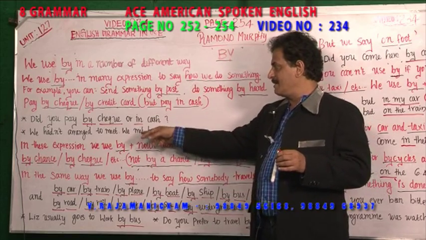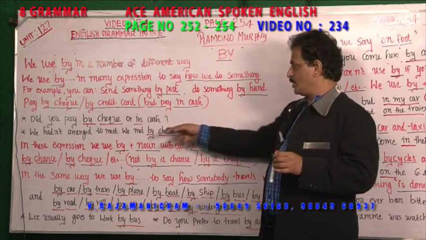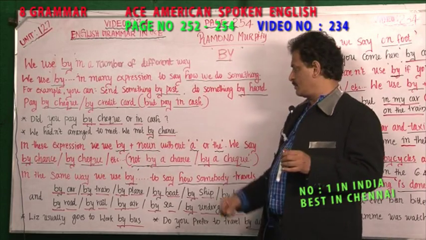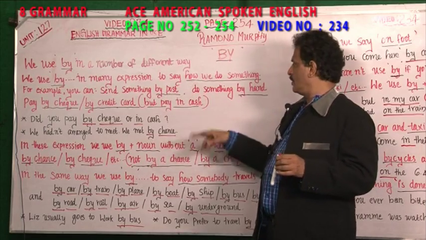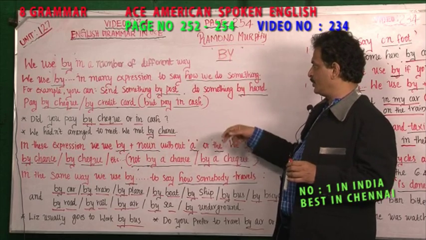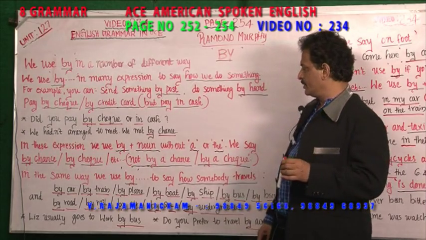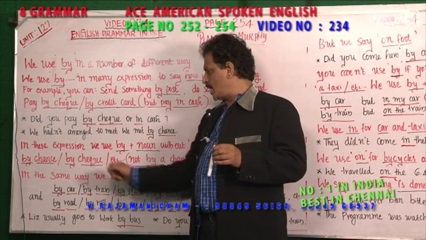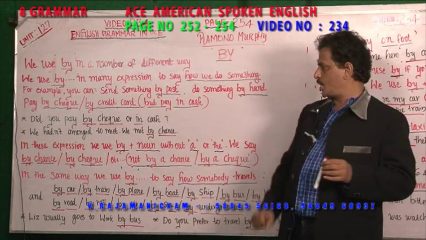In these expressions, we use "by" plus noun. See, by check, check is a noun. By post, post is a noun. By hand, hand is a noun. By chance, chance is a noun. So we are using "by" plus noun, without a. There's no "by a chance", no "by a post", no "by a hand". We don't use a or the. We don't use "by the credit card". We don't use the, a or an. We say by chance, by check, not "by a check".